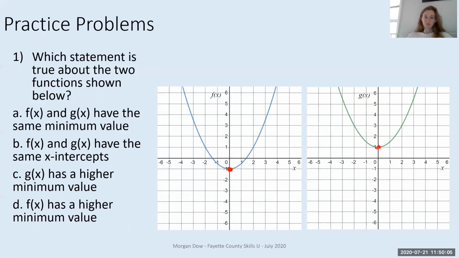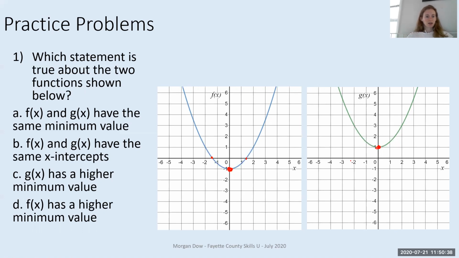I'm also noticing that because f of x goes down a little bit lower, that means it's crossing the x-axis. It has these two x-intercepts. It's a little hard to tell exactly what they are because they're in between the two numbers, but it looks like it might be -1.5 and +1.5, something like that. G of x actually doesn't have x-intercepts. It doesn't cross the x-axis at all. So that's another difference. So now I'm going to take a look at my answer choices.